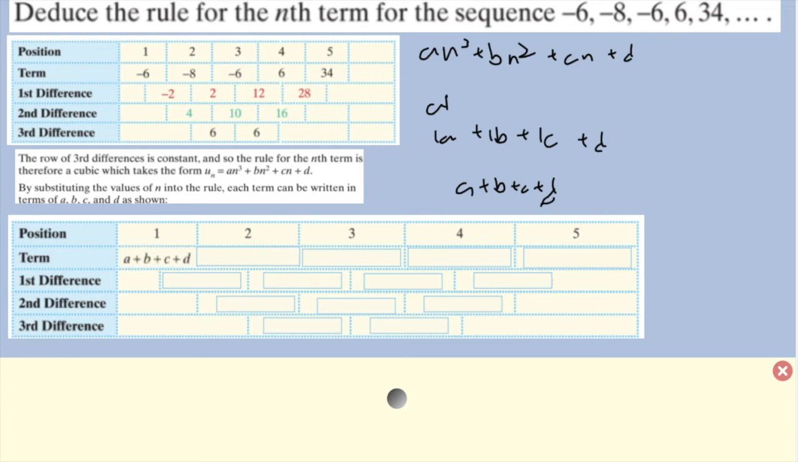Okay. For 2, we're going to plug in a 2 for everything here, so we have 2 cubed a plus 2 squared b plus 2c plus d. Okay, we can't leave it like this. We need to simplify it. So that's 8a plus 4b plus 2c plus d.